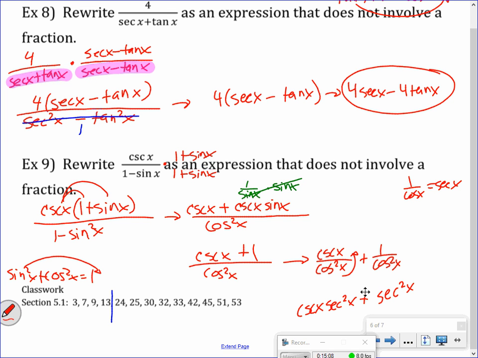So, I mean, you could write this in various ways. You could factor out the secant squared, but really the directions just said write it so it's not a fraction. And so I've done that. And that's it. I'll see you in class.